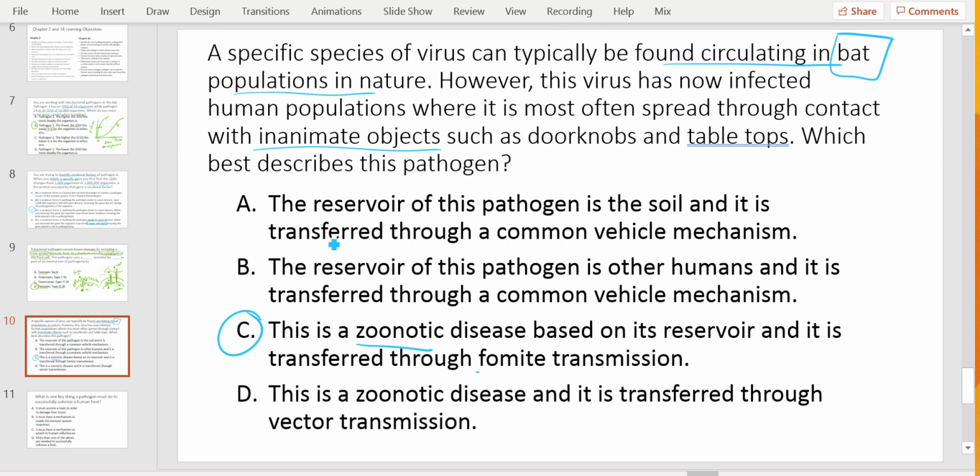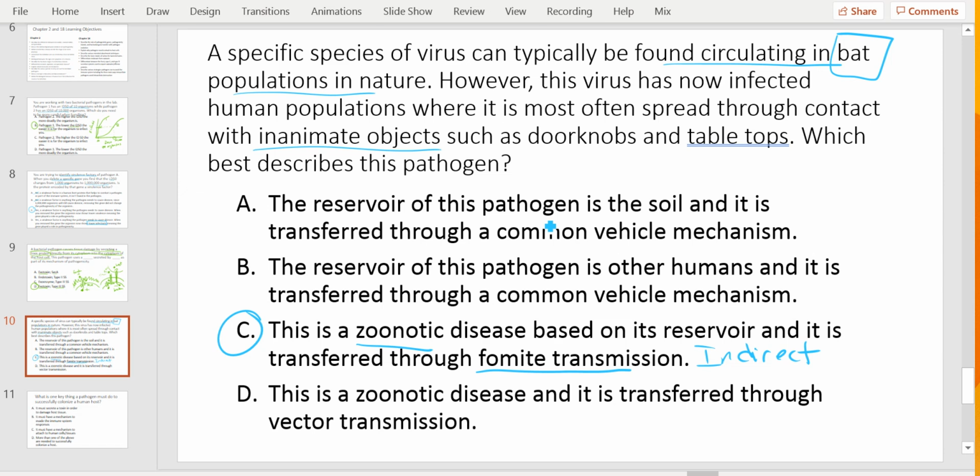This is fomite transmission, and this would be considered indirect. Fomites are just the scientific name for inanimate objects. So the doorknob is a fomite, and this is indirect contact because you didn't actually need to see the person leave, say, a pathogen behind. If you have pathogen on your hand and you open the door, you leave. Two hours later, someone touches that same doorknob and they can pick up that pathogen.